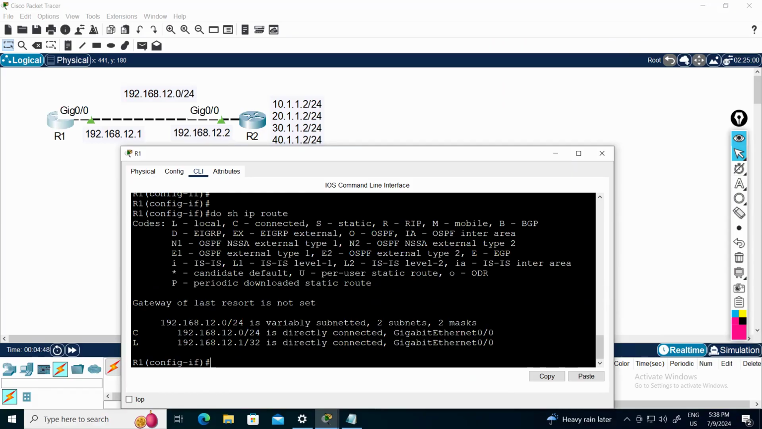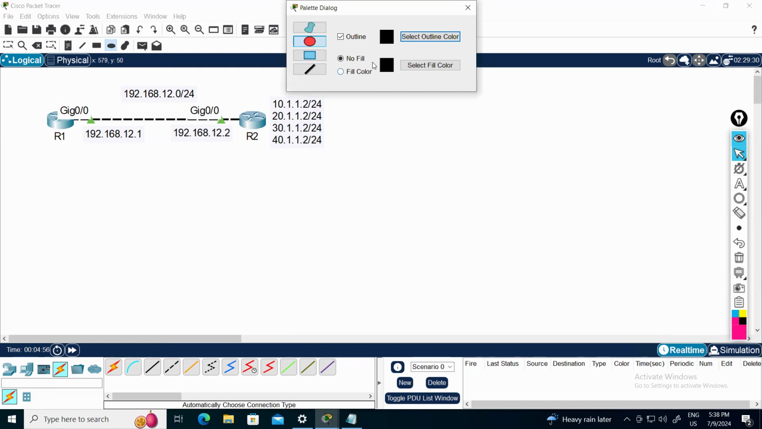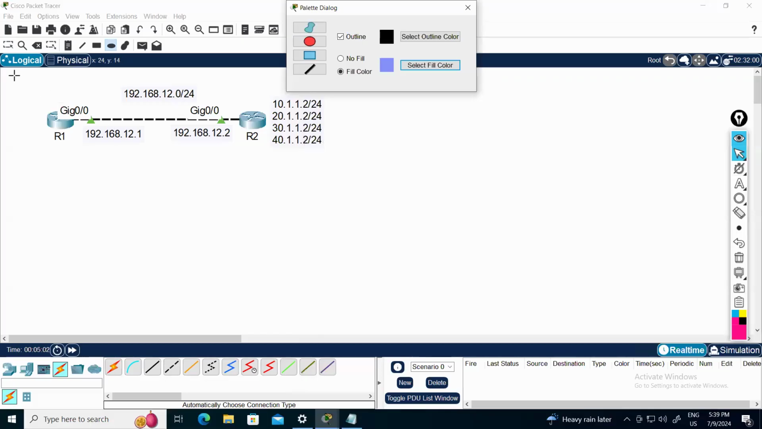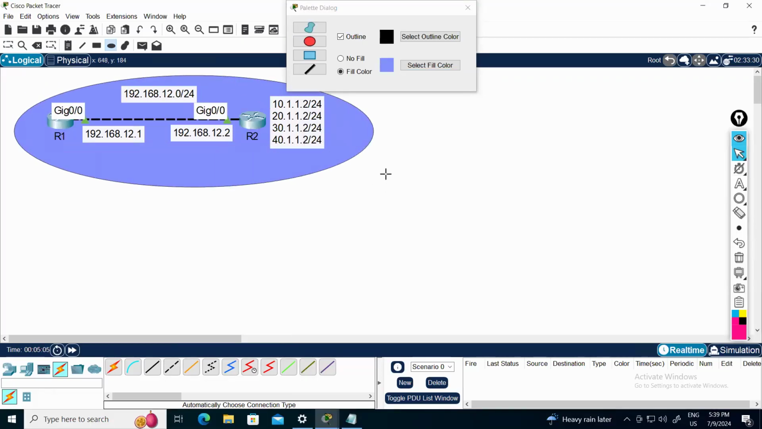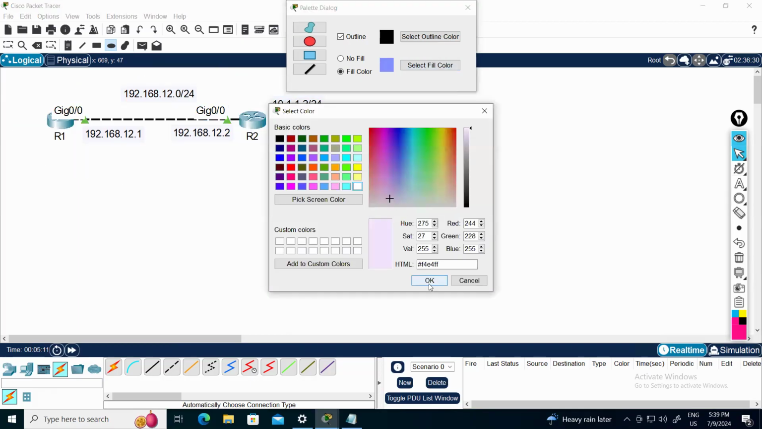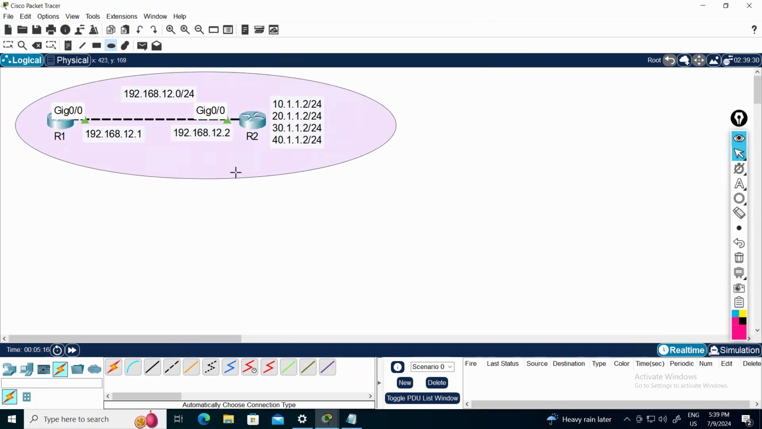No route. Okay. So now we'll consider OSPF here. For OSPF, we need to consider that these belong to an area. So let's say all of these belong to one area. We'll consider they all belong to area 0, the backbone area, because we have to go with a single area concept.